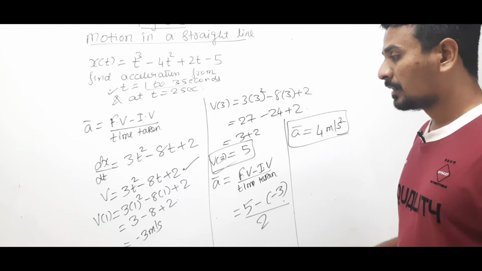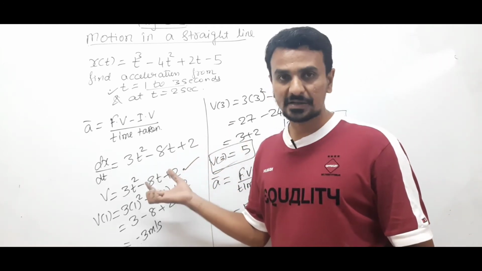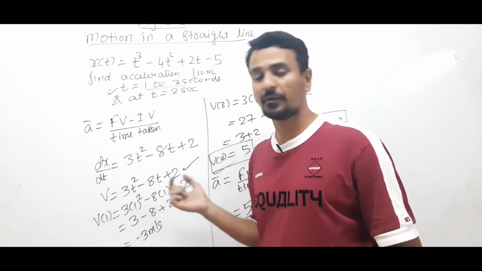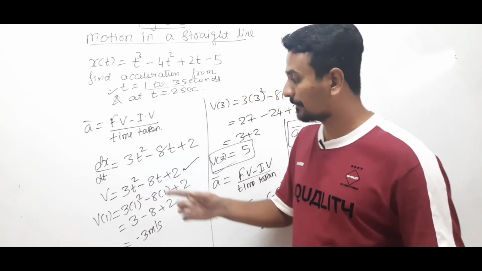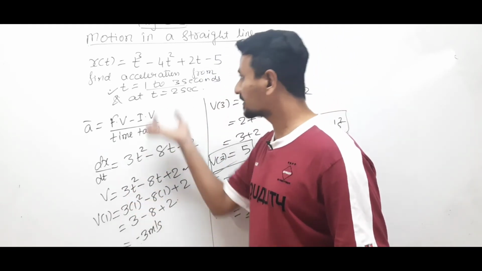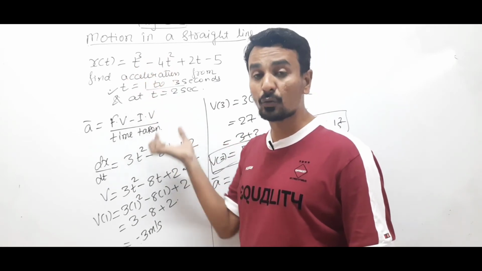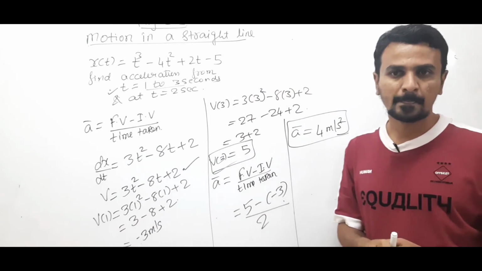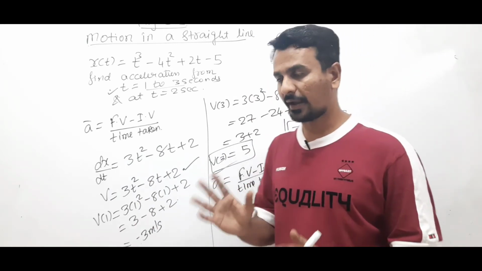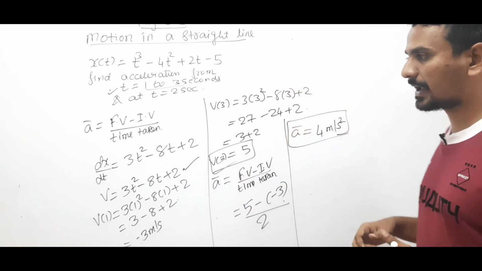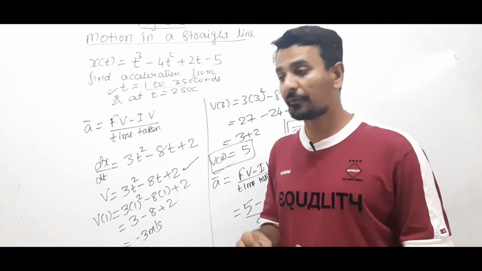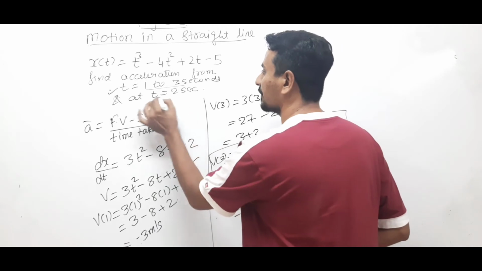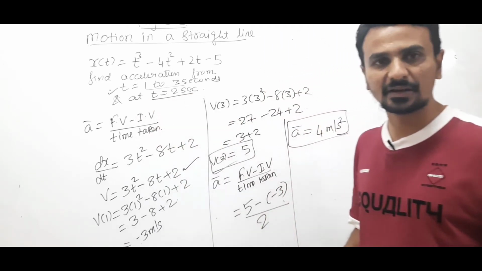I have differentiated this once to get velocity, because I did not have the equation of velocity directly. If velocity is already given in the question and you have been told to calculate average acceleration, then you do not have to do differentiation. So this was how to calculate average acceleration. Now we will look at how to calculate instantaneous acceleration. That means we want acceleration at 2 seconds.